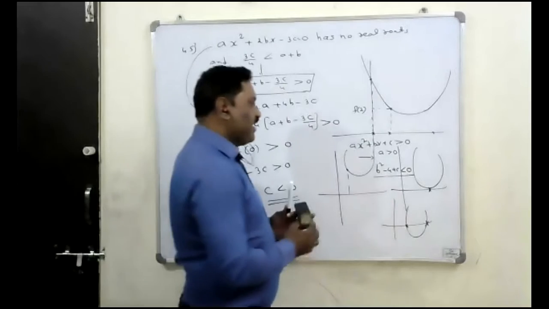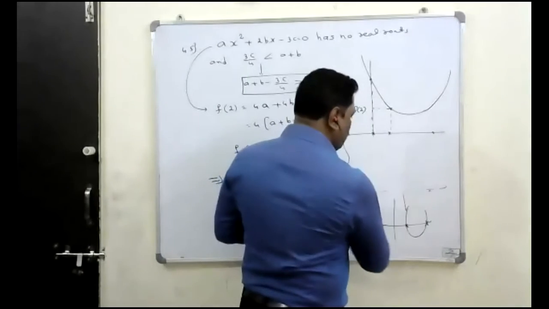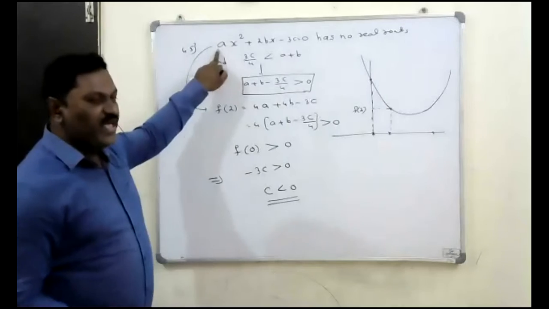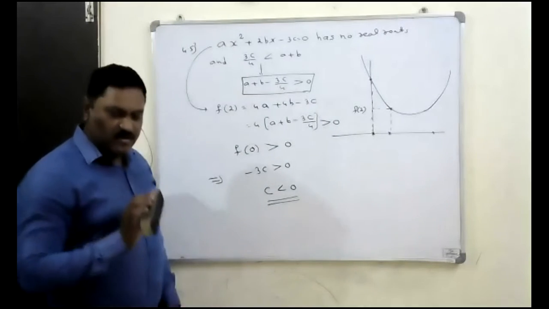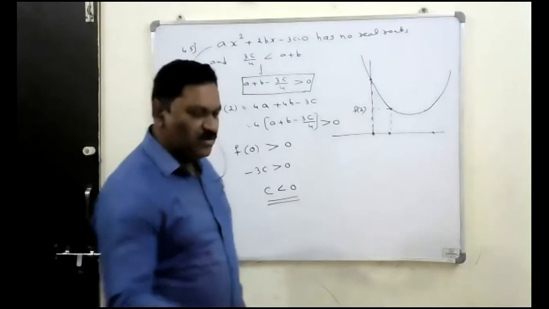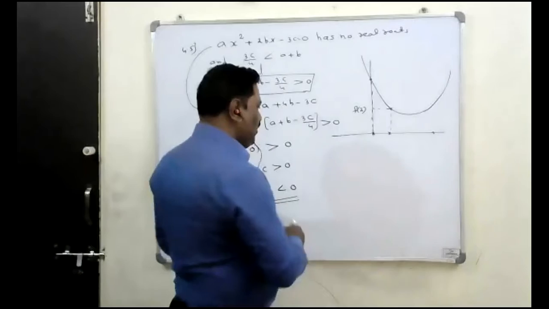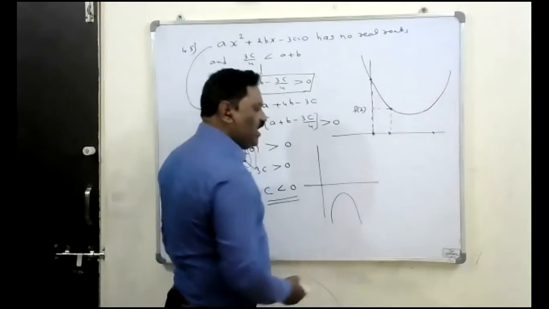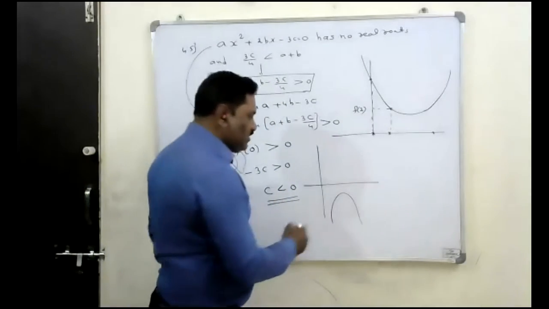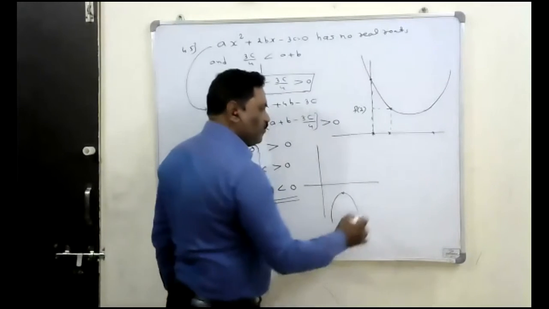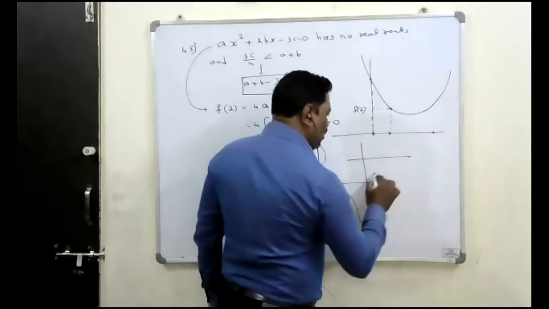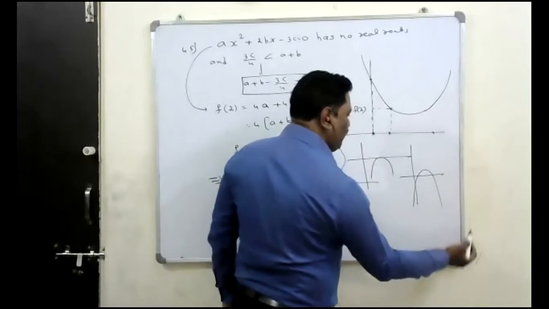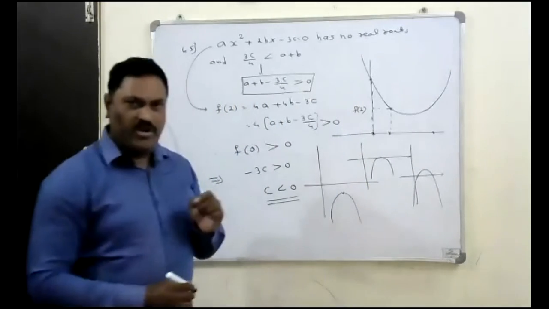Or the second case is that suppose the x square coefficient has a negative sign. Then the graph represents a downward parabola. Here also you will have three positions of the graph. The graph may completely lie below the x-axis, in which case it gives the maximum value, or it may touch the x-axis, or it may intersect the x-axis at two different points.